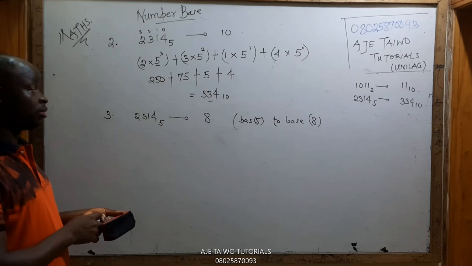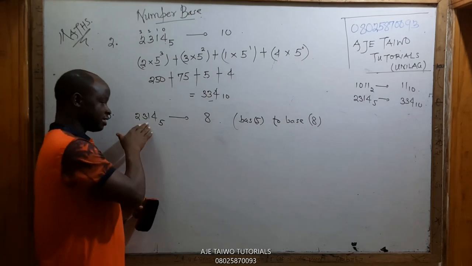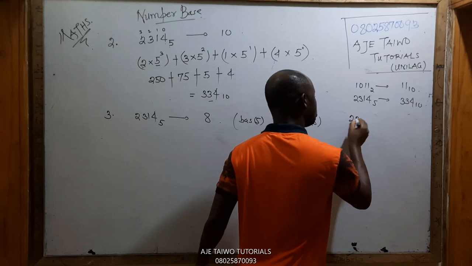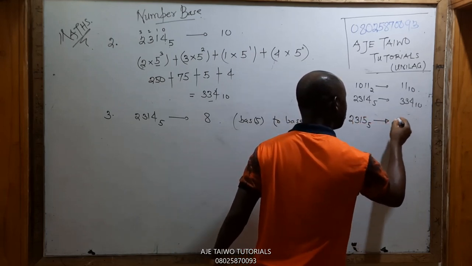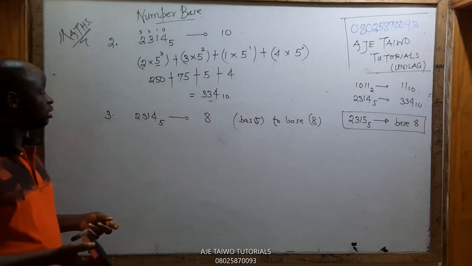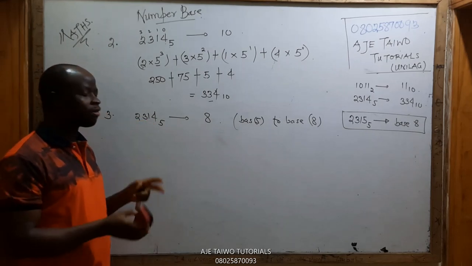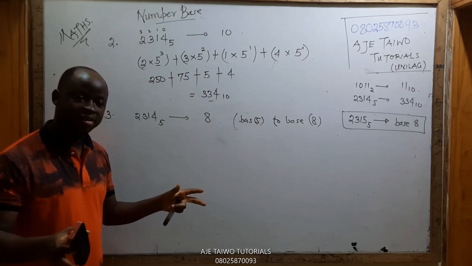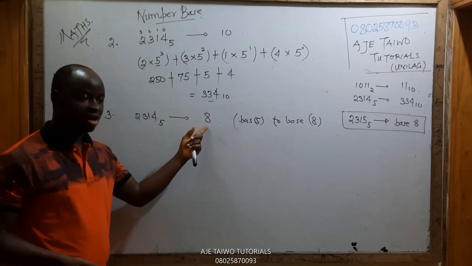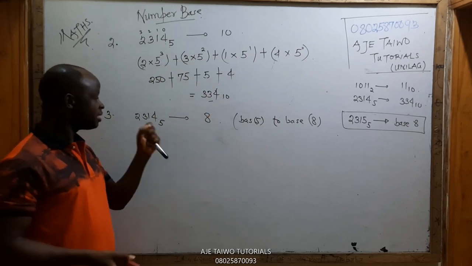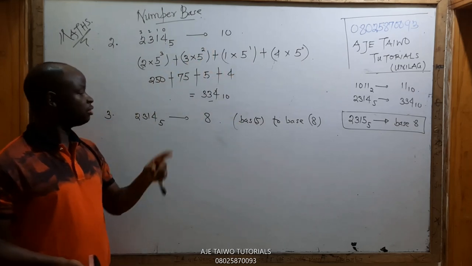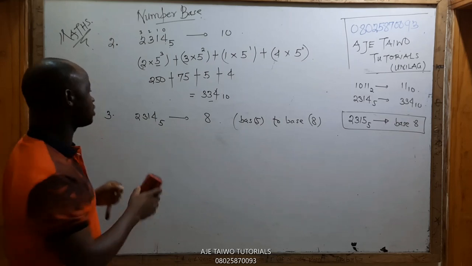Let's keep this one, you can try it yourself: 2314 base 5, convert it to base 8. Let me see what the answer will be. You can try that one before I do it. You want to convert from other bases to other bases apart from base 10. Base 5 to base 8, base 5 to base 7, base 5 to whatever base. As long as it's not base 10, you will not expand like this. If you go from other bases to base 10, just expand. If it's not base 10, you cannot expand. It doesn't work that way. So what do you do? Later we shall see that. Let's see the second part.